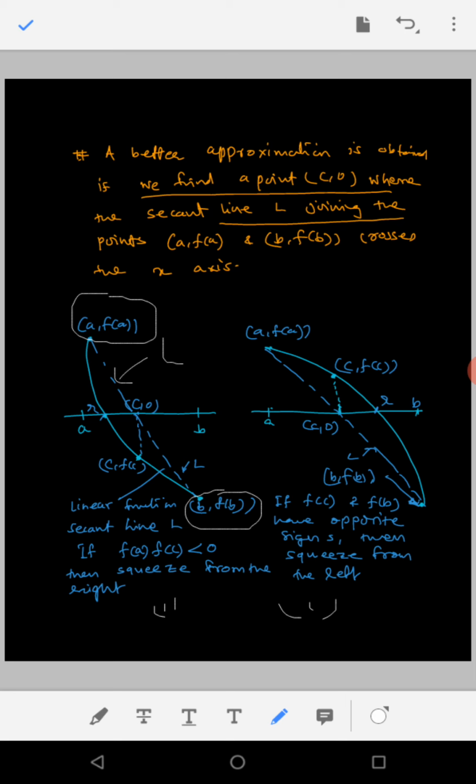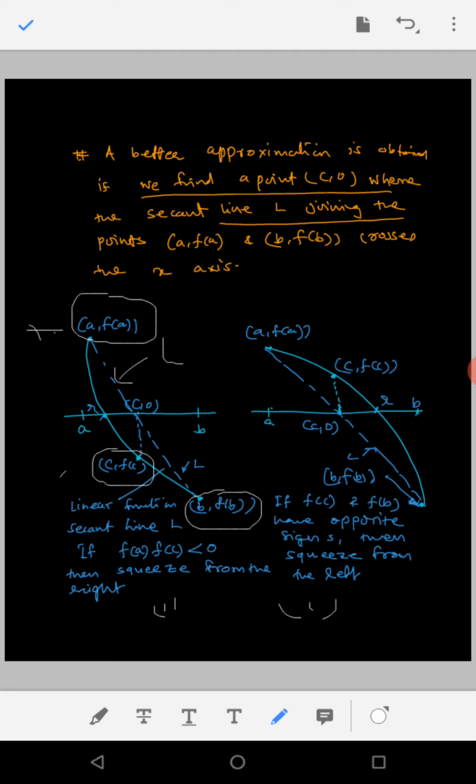Now, two possibilities. If f(a) times f(c) is less than 0, that is, if they have opposite signs, for example in the first figure, you can see f(c) is negative, whereas f(a) should have a positive value. So if you multiply both, you will get less than 0, and then we can squeeze the interval from the right.